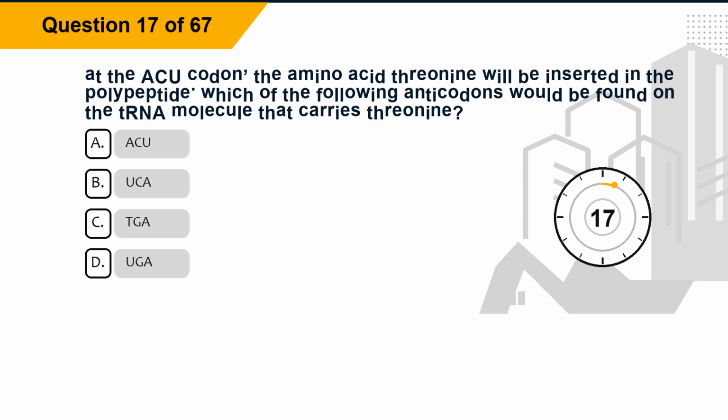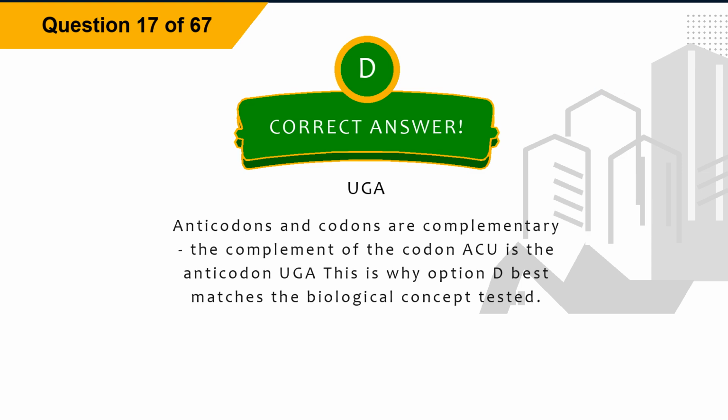Question 17. At the ACU codon, the amino acid threonine will be inserted in the polypeptide. Which of the following anticodons would be found on the tRNA molecule that carries threonine? Option A, ACU. Option B, UCA. Option C, TGA. Option D, UGA. The correct answer is option D, UGA.